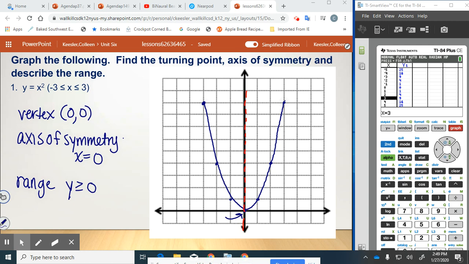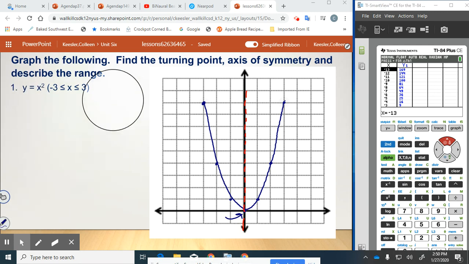As you can see in the table, this is just going to keep getting bigger and bigger on the y-axis. And if we went up the other direction, 0 again is our lowest point, and then it gets higher and higher on the y-axis, making our range greater than or equal to 0. All right, let's take a look at another example.